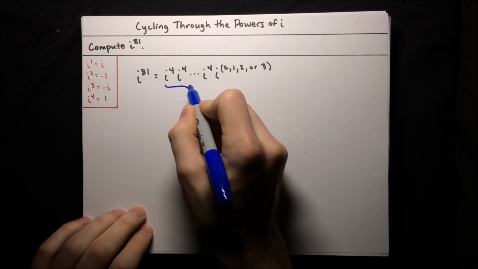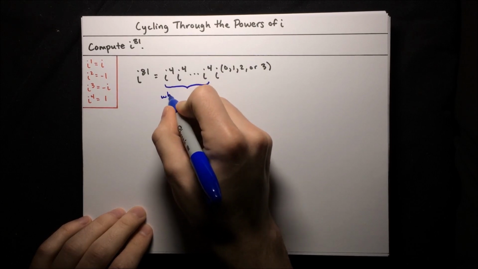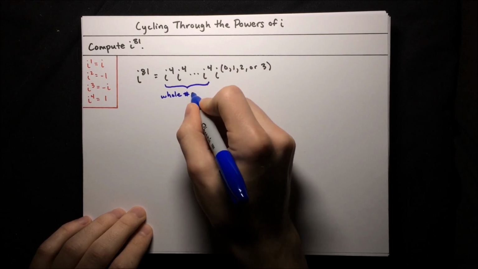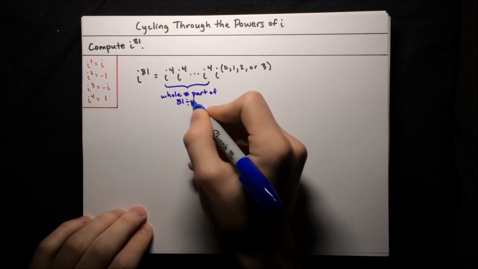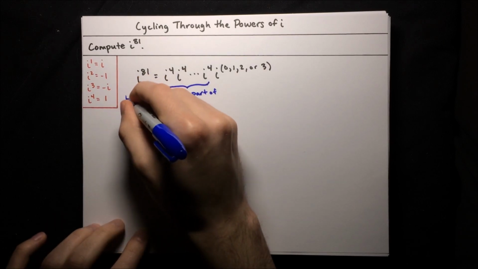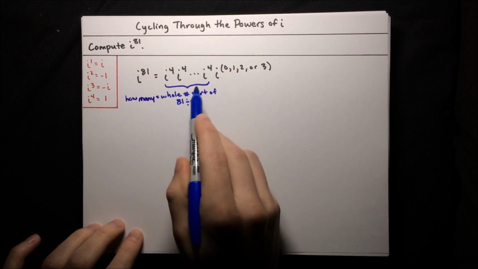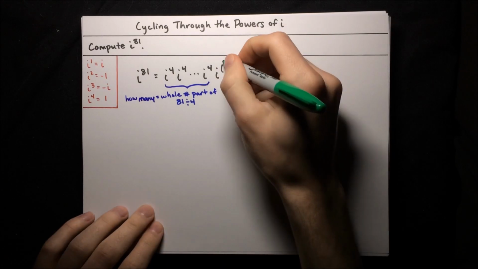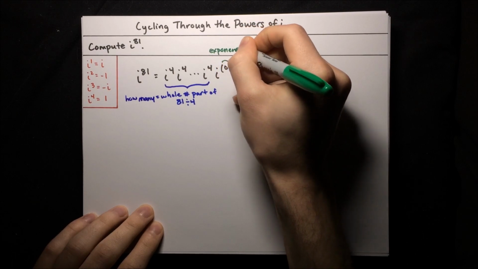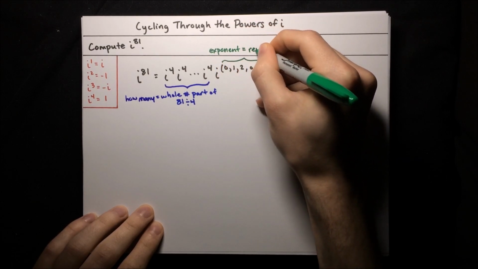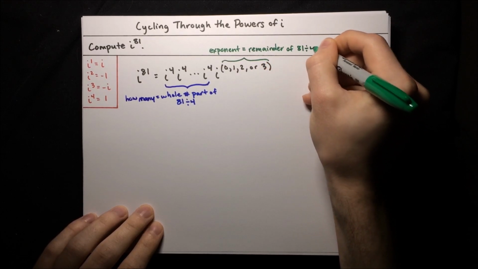So 81 divided by 4, the whole number part is going to tell us how many I to the fourths we have. So that'll be the whole number part of 81 divided by 4. So that's going to tell us how many copies of I to the fourth we have here. And the exponent here is just going to be equal to the remainder of 81 divided by 4.